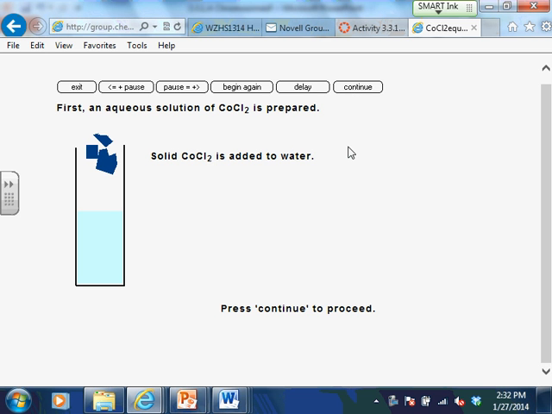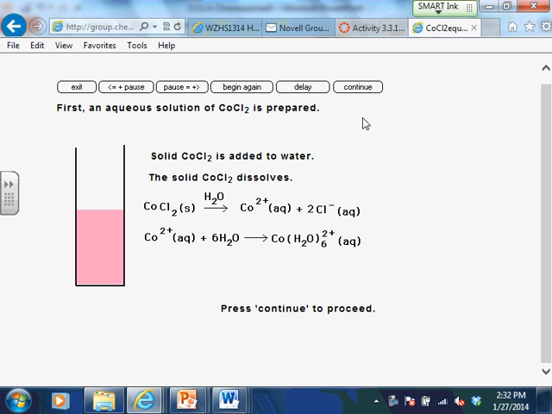We're adding solid CoCl2 to water. The solid CoCl2 dissolves and turns pink, okay? So you've got the CoCl2 and the reaction that's happening here. It's actually forming a complex with water, okay? So it's kind of a two-step process where in the first step, the cobalt chloride breaks apart in the water, it ionizes, and then once you have the Co2+ ions, it's going to form a complex with 6 water molecules to form Co(H2O)6 2+.